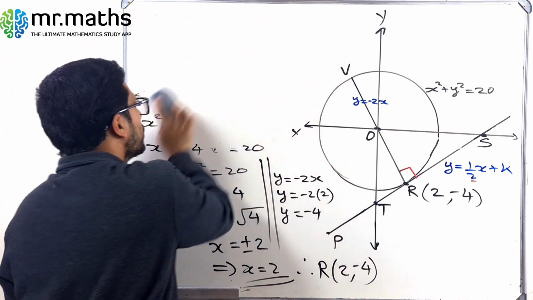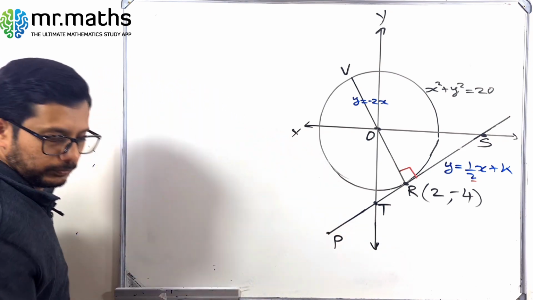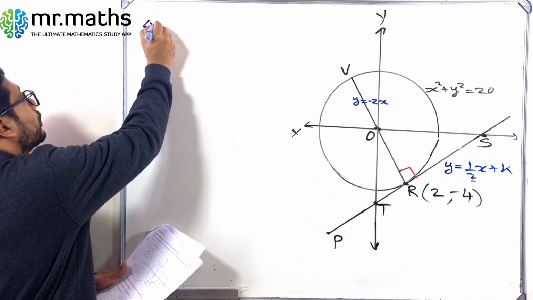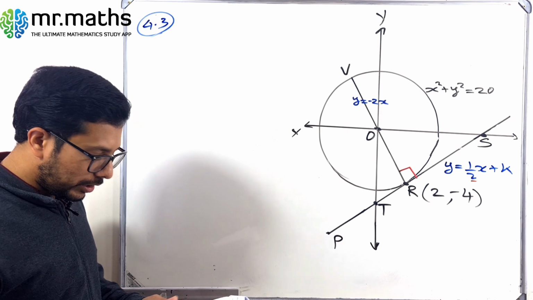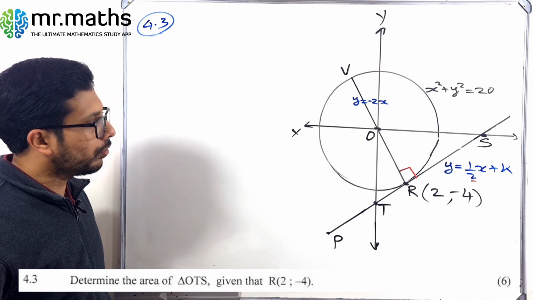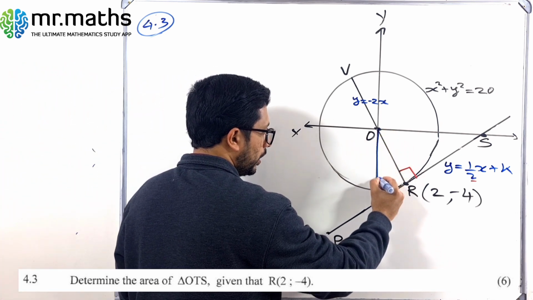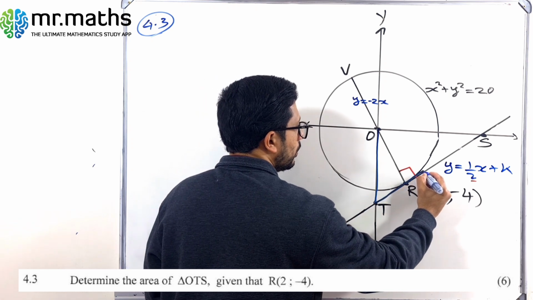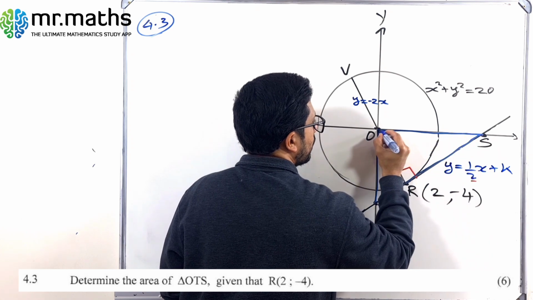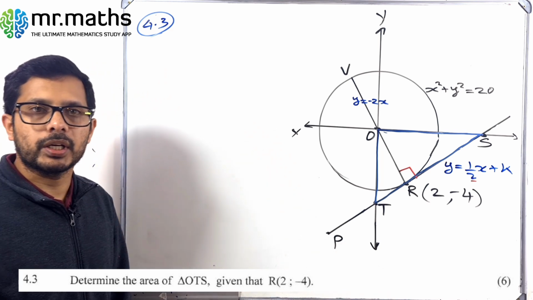Now let's move to the next question, question number 4.3. What is that question? Determine the area of triangle OTS. You have to find the area of OTS. What is OTS? This triangle OTS. Can you see? You have to find the area of that triangle OTS.